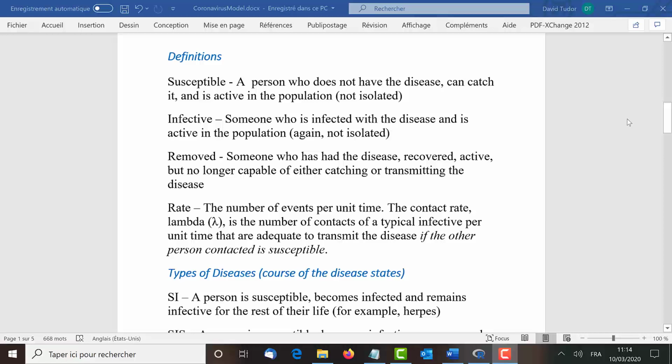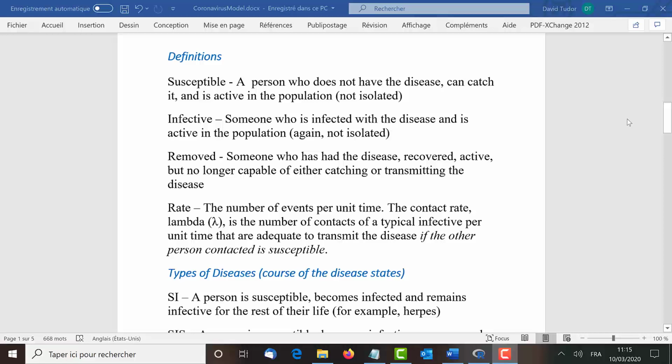An infective is someone who has the disease and is actively moving about in the population and likely to spread the disease. And a removed person in this kind of disease is one who's had the disease, recovered, and is immune afterwards. We'll see some other types of diseases in a second, but the coronavirus seems to be one that you recover from and become immune. We'll talk about rates here. Rates are number of events per unit time. The contact rate, for which we'll use the Greek letter lambda, is the number of contacts of a typical infective per unit time that are adequate to transmit the disease if the other person contacted is susceptible.